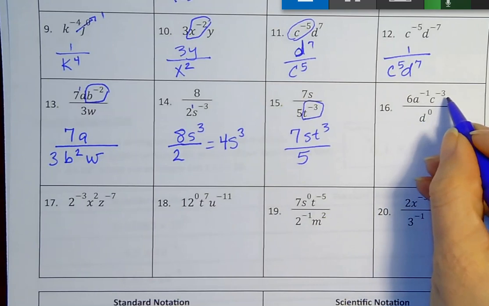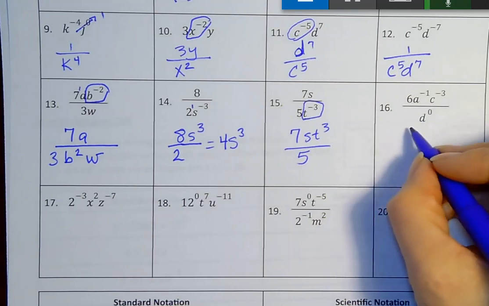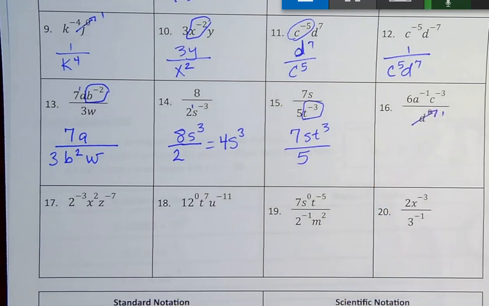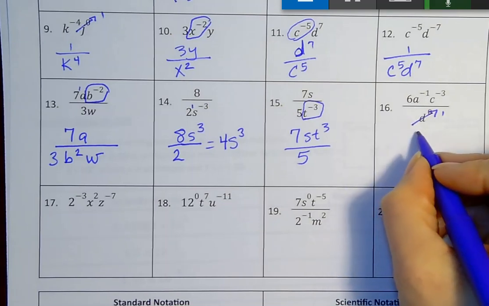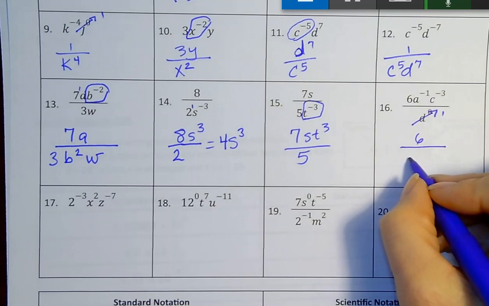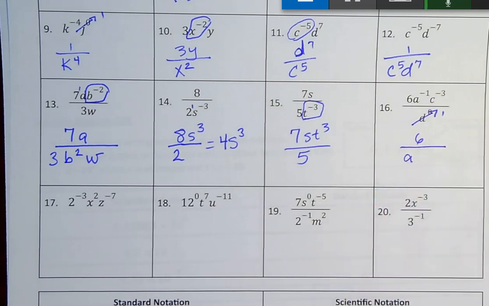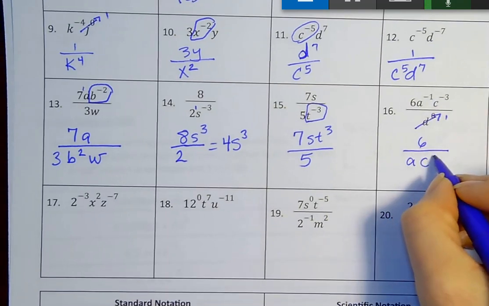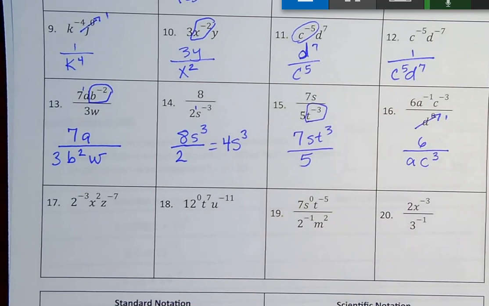6a to the negative 1, c to the negative 3 over d to the 0. D to the 0 is 1. So I'm going to have 6 in my numerator. And I'm going to put a to the negative 1 down below, so it becomes a to the positive 1. C becomes c to the positive 3. And that is my answer to that.